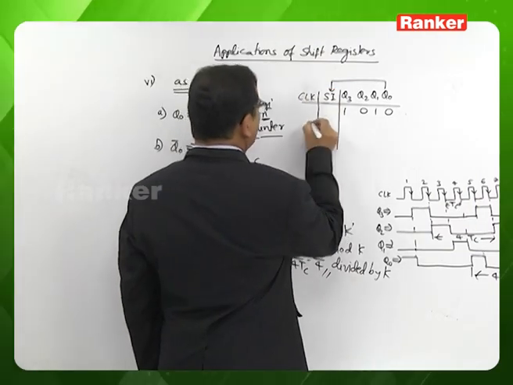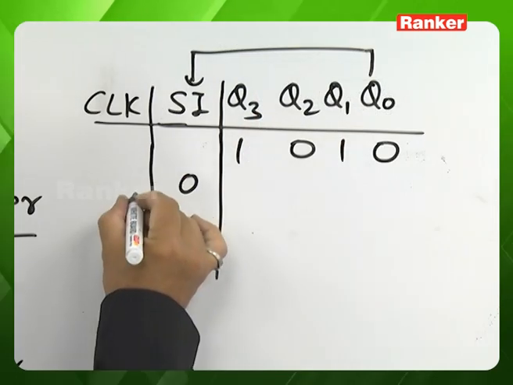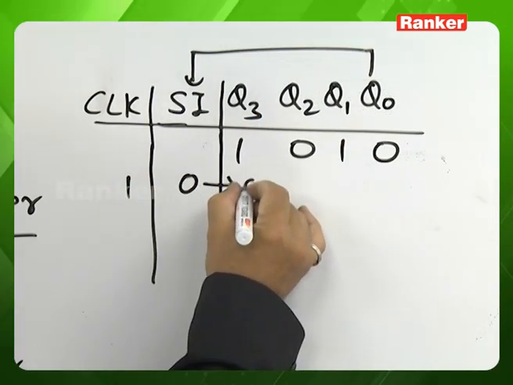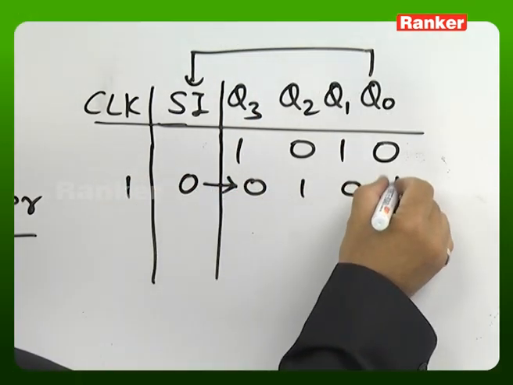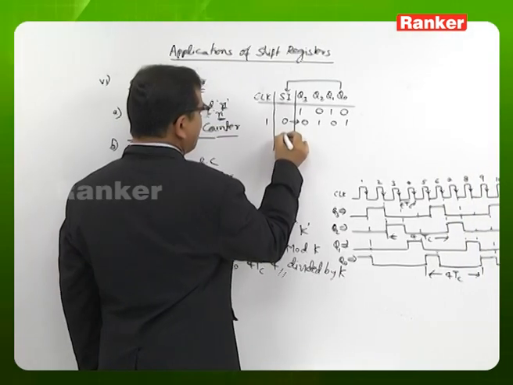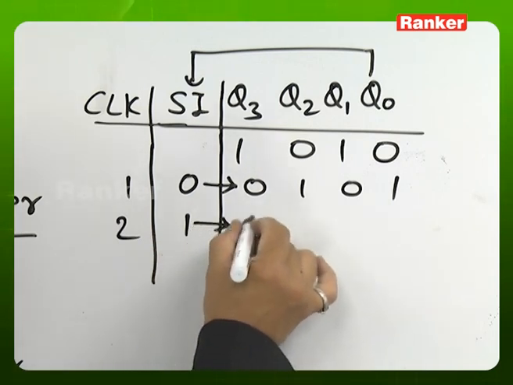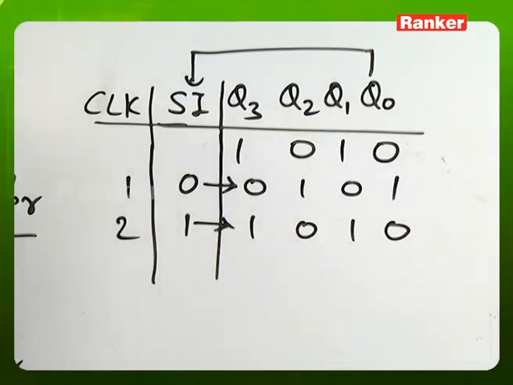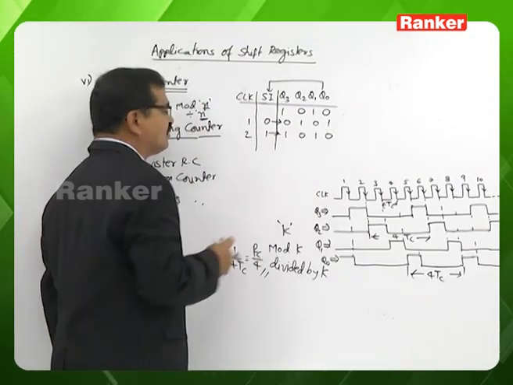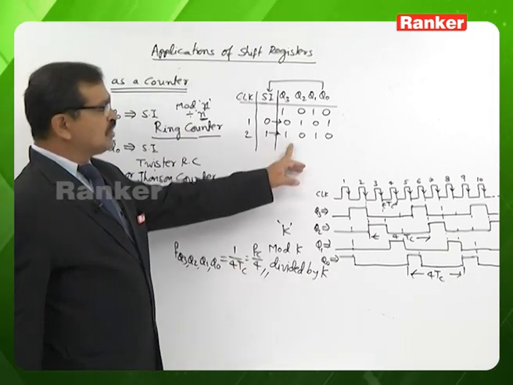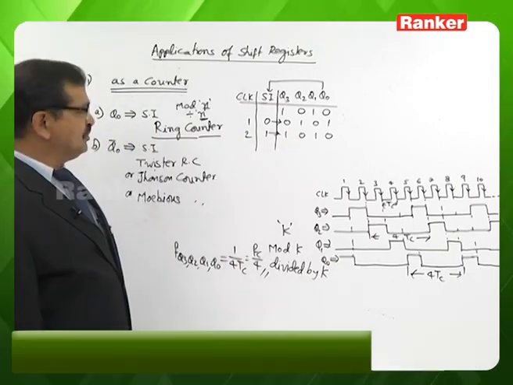Now, before applying the clock signal, serial input is 0. If you apply the clock signal, the content in the register will look like this. Now, before the second clock pulse, serial input is 1 because Q0 is 1. If you apply the clock signal, the data in the register is this. So the circuit is back to its initial state after just 2 clock pulses.